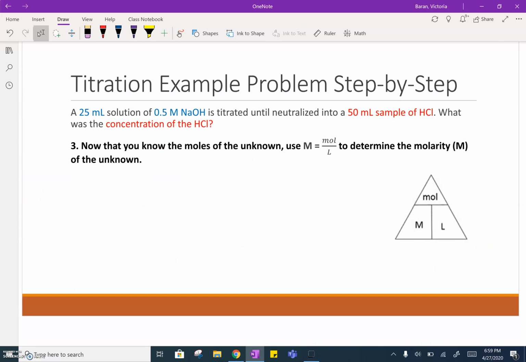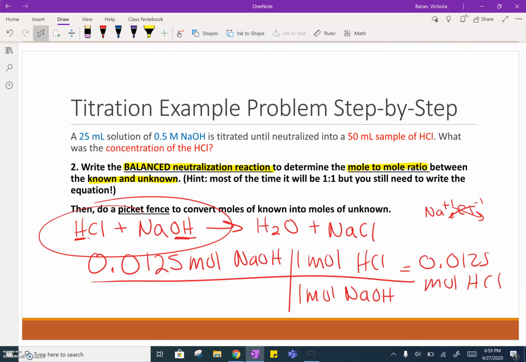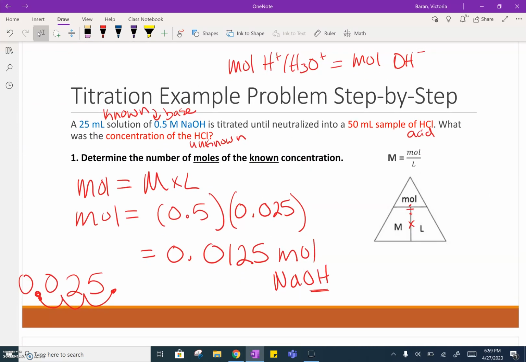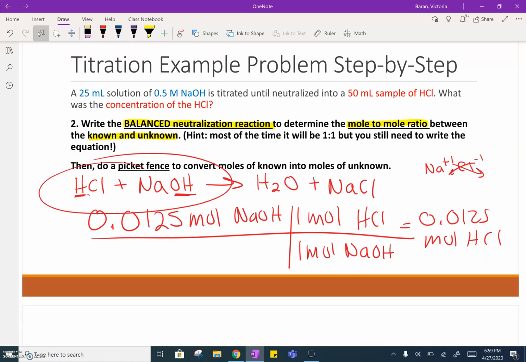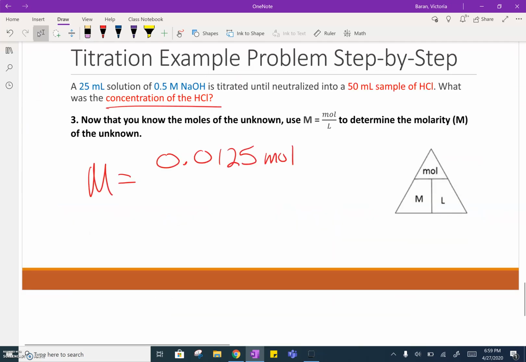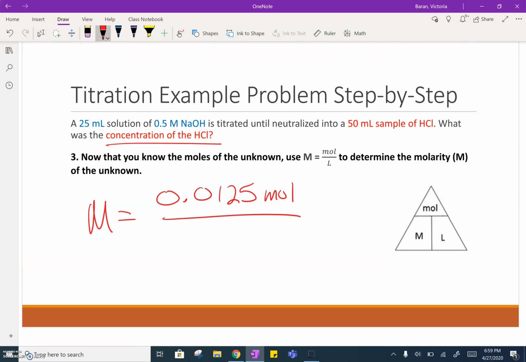And now the last thing is to figure out, again, our goal, the concentration of the HCl, the concentration of our unknown. So we know how many moles we have, okay? We just figured that out from the last step here. Again, we figured out how many moles of the known that we had. We used the equation to convert that into moles of the unknown. And now we're using the moles of the unknown to find the concentration of the unknown. So we have to divide that by liters.